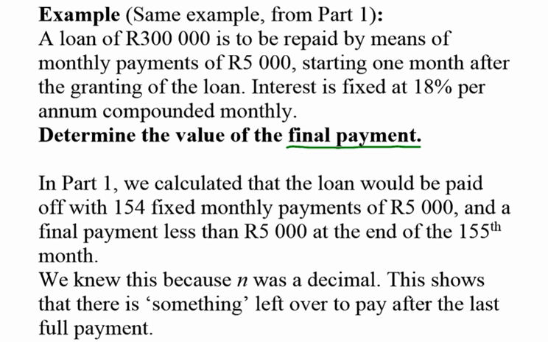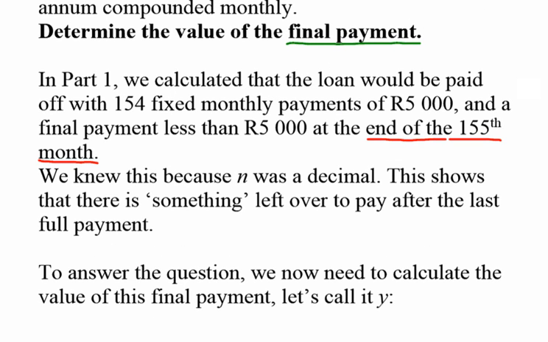So we're looking at that final payment. Now remember from part 1, we calculated that the loan would be paid off with 154 fixed monthly payments of 5,000 Rand and a final payment less than 5,000 Rand, which would happen at the end of the 155th month. Now, we knew this because n is a decimal we saw in the previous calculation. So this shows that there's a little something left over to pay after that last full payment. So to answer this question, we now need to calculate the value of this final payment, and we're going to call it y.